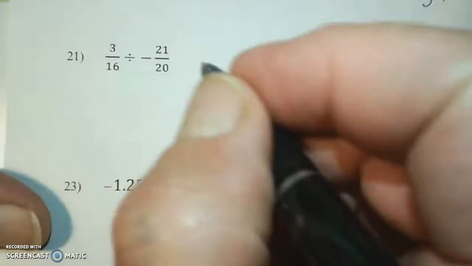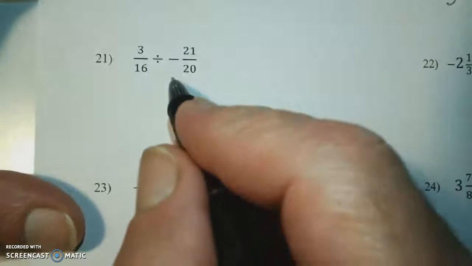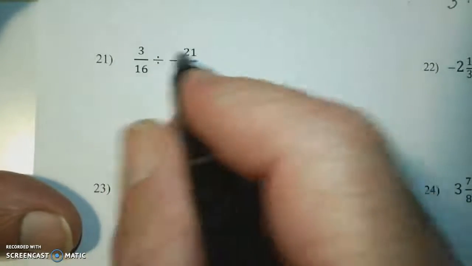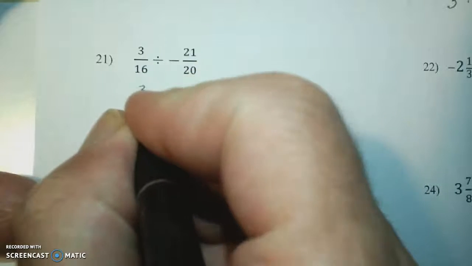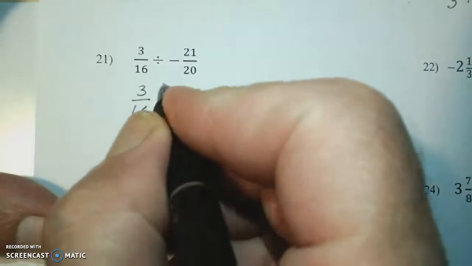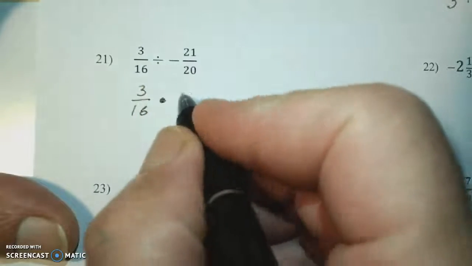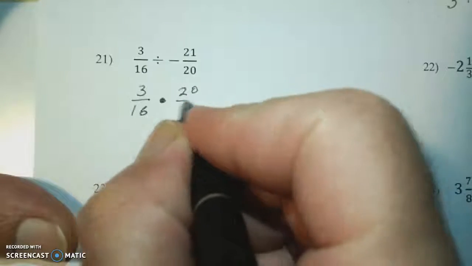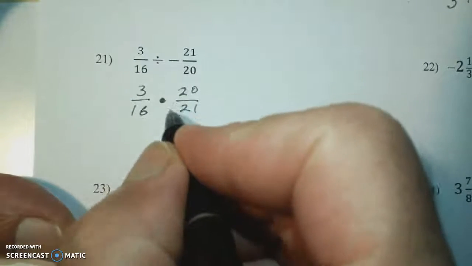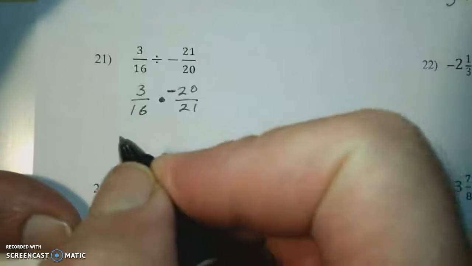Question number 21. Division, and again, you don't really divide with fractions, you multiply by the reciprocal. So the first fraction stays the way it is. You change it to multiplying. The reciprocal is to turn this fraction upside down, so it becomes 20 over 21. I tend to put the minus sign up with the numerator just to help keep track of it.